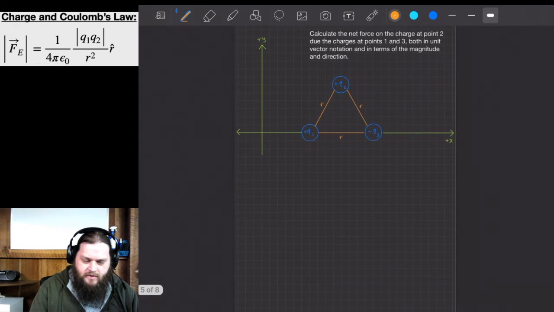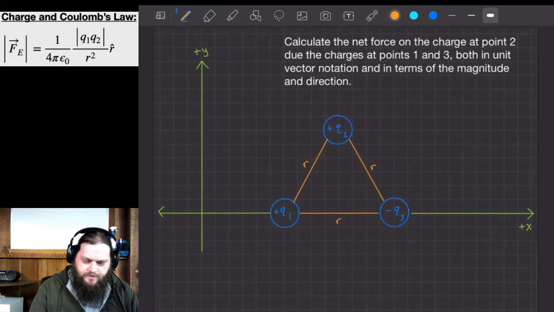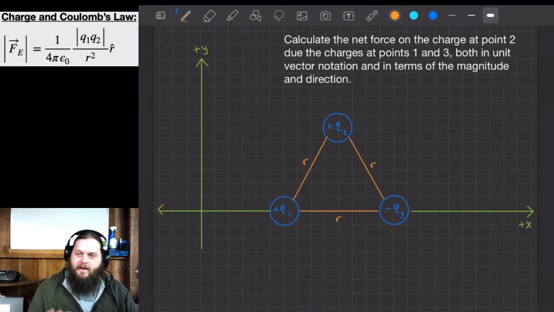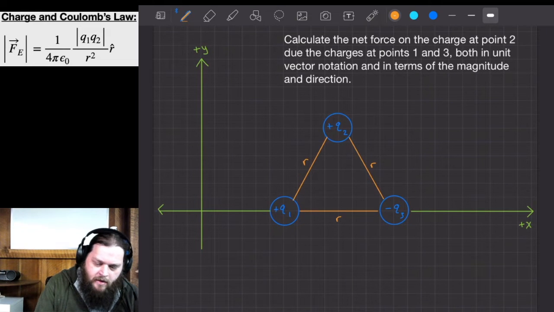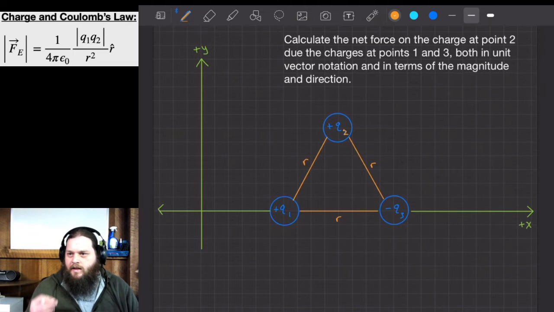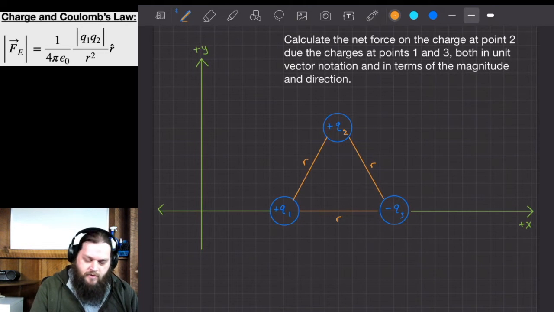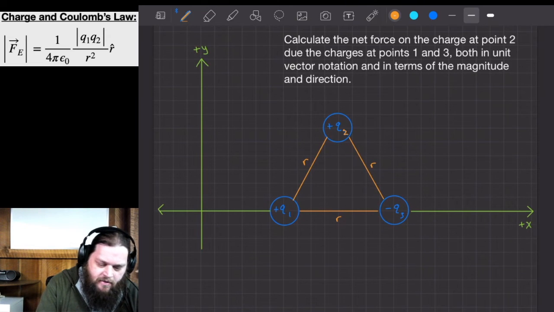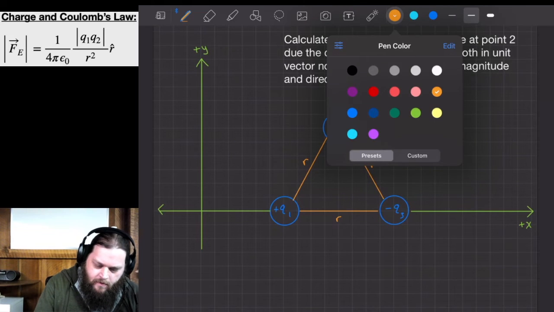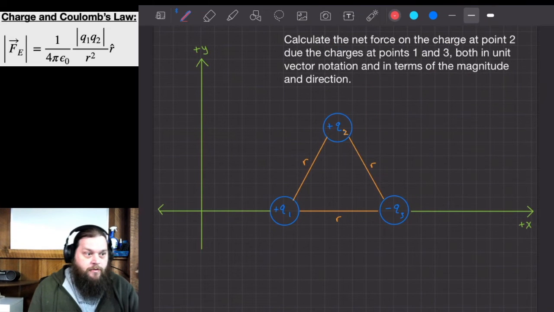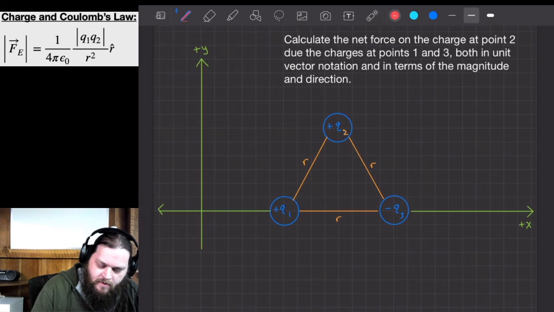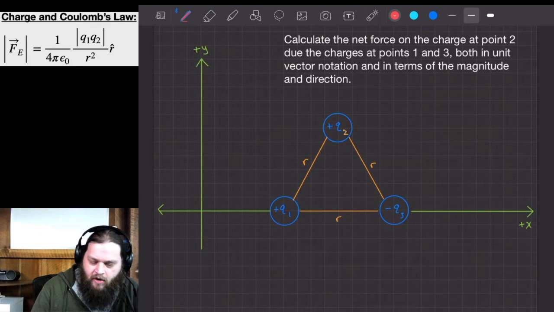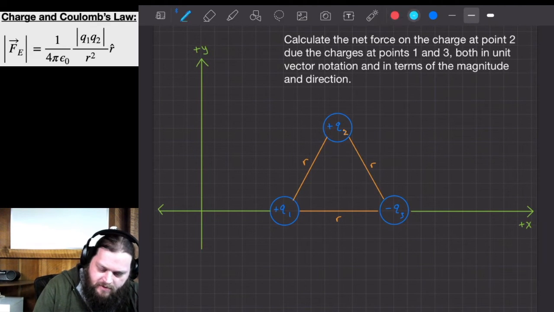The next one uses 2 dimensions instead. So this is a very similar idea. We're going to calculate the net force on the charge at point 2. Point 2 is going to be the top charge up here. This is 2. And we're going to calculate the net force from charge 1 and charge 3. So in this case, we can draw our free body diagram. We can calculate the distances in r, which is really what we need to look at first.